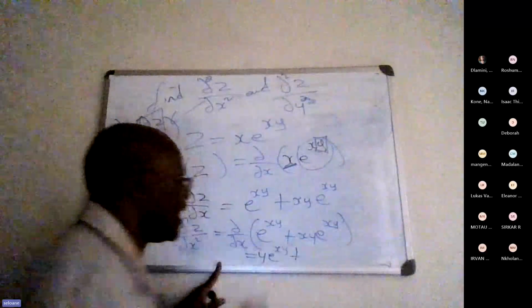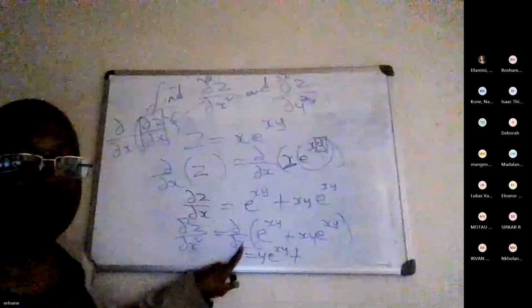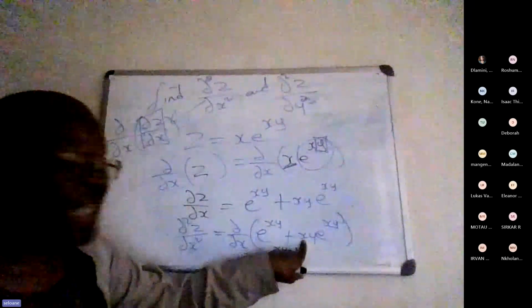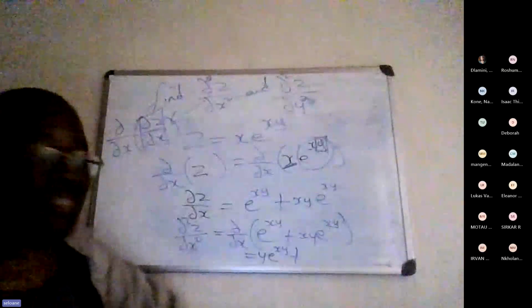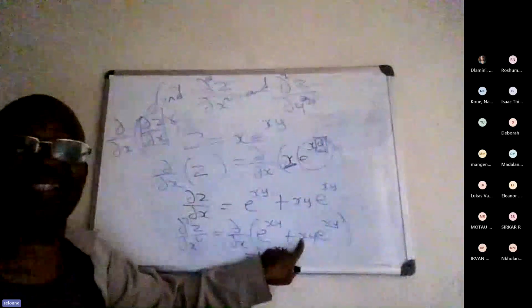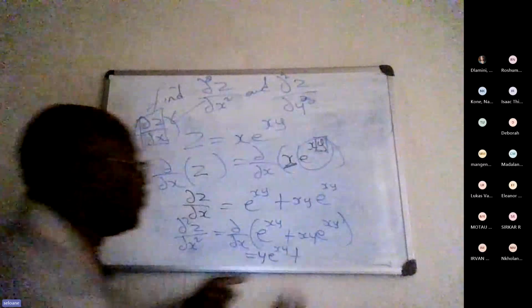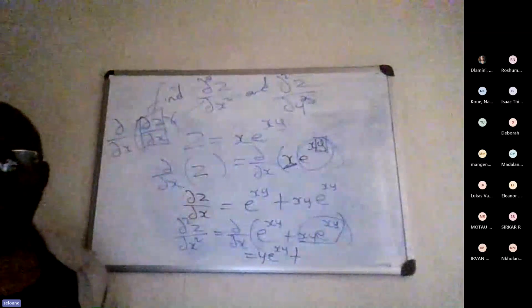Then plus what now? We are differentiating with respect to x. And there is xy. Don't forget, y is a constant. This is like differentiating 3x e exponent xy. It's like differentiating 2x because y is a constant. And obviously, to differentiate this, we are going to use the product rule.